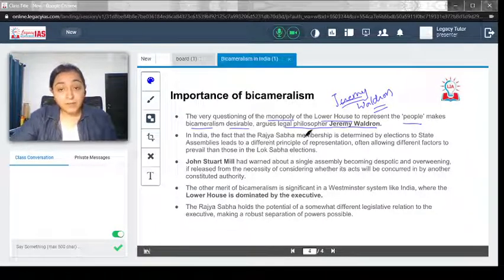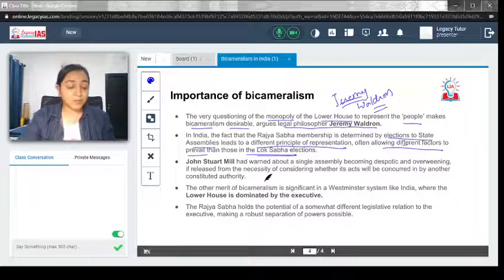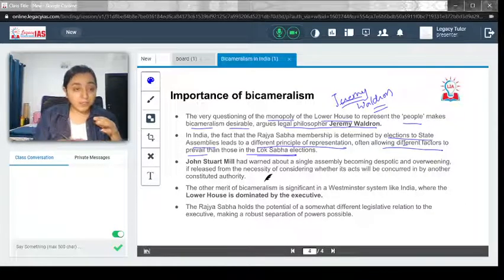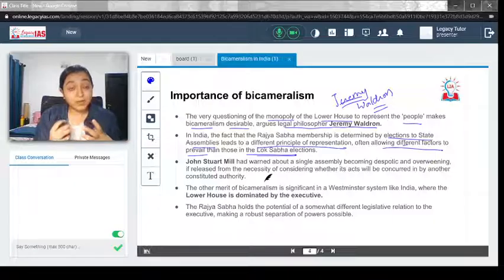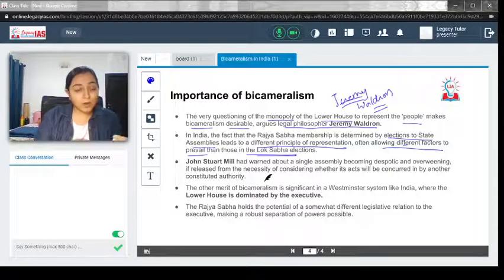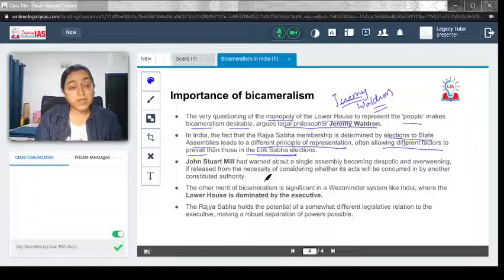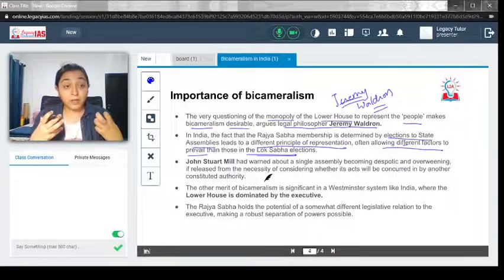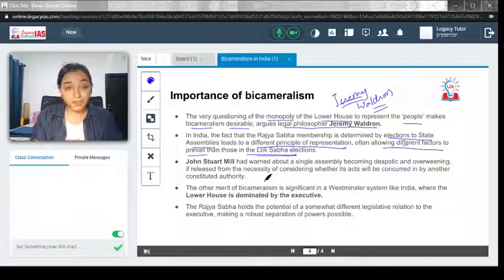In India, the fact that Rajya Sabha membership is determined by elections to the state assemblies leads to a different principle of representation, often allowing different factors to prevail than those in the Lok Sabha election. Lok Sabha election is an entirely different ball game altogether. The whole process of proportional representation, single transferable vote, indirect voting, nomination from the state's government, all this makes a different ball game. When the means of election is different, it helps in creating more venues for people to come and represent India while strengthening our democracy.